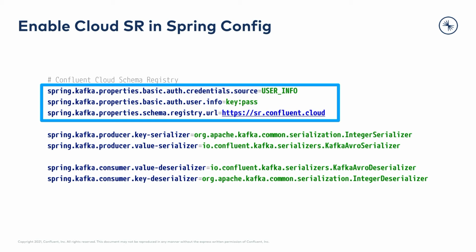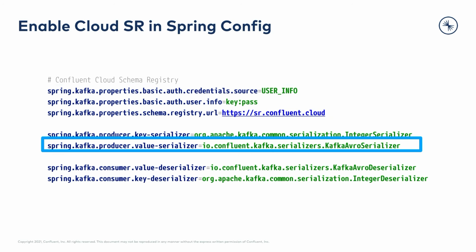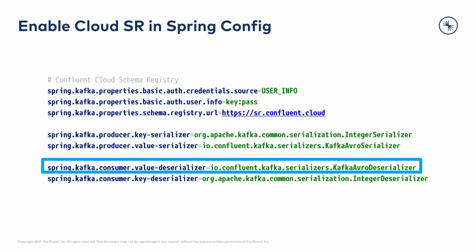To use serializers in your application code, you need to tell Spring how your value would be serialized if it's a producer, or how this value would be deserialized if it's a consumer. In this case, as you can see here, they come from the io.confluent.kafka package. So those are coming from an extra jar.